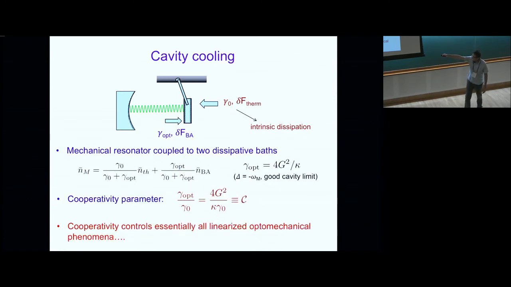In cooling, that's the parameter that really controls whether you can effectively be thermalized with the cavity. And it turns out that in this linearized regime of optomechanics, this is pretty much the parameter that controls everything that you might see.